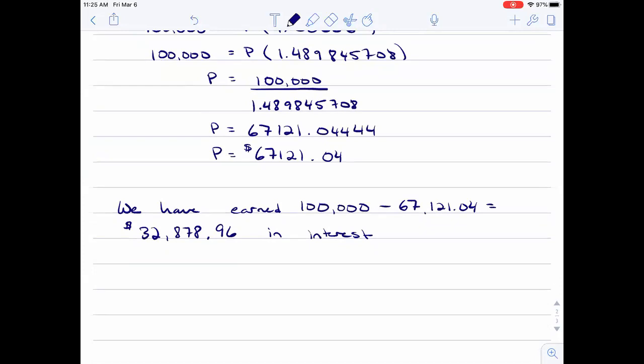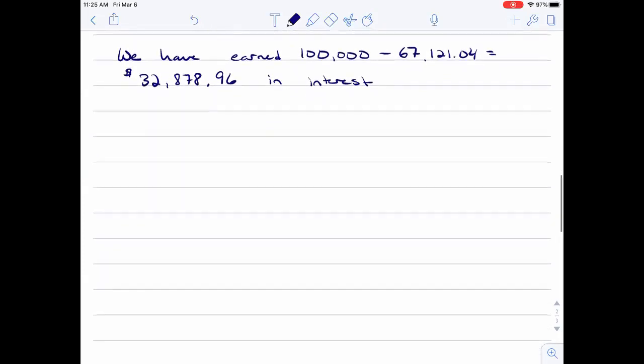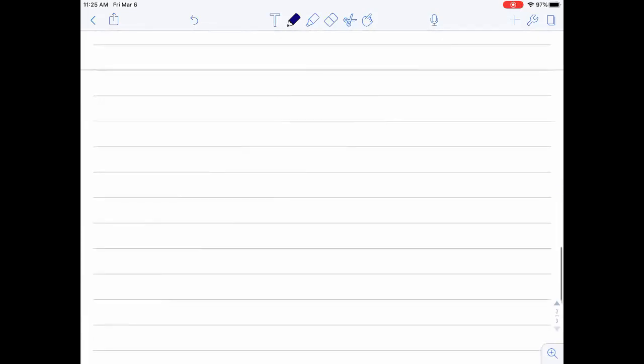Let's go on to 4.2. So section 4.2, put it on a fresh page here. 4.2 is about the natural exponential function. So the natural exponential function.